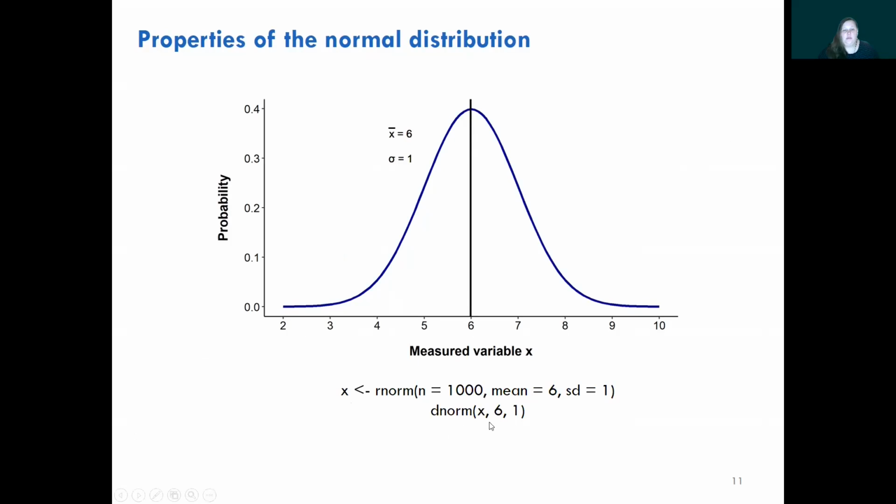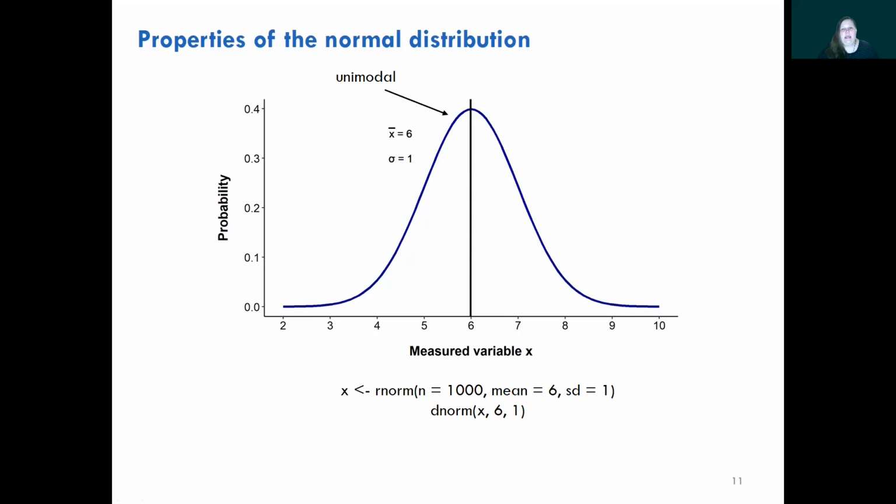Here I'm just showing the code that I used to produce this data. You can use the function rnorm to create a data set that has, in this case, 1,000 elements, a mean of 6, and a standard deviation of 1. And then you can use this created object within the function dnorm, and again, just add the mean and the standard deviation, and this should give you this curve.